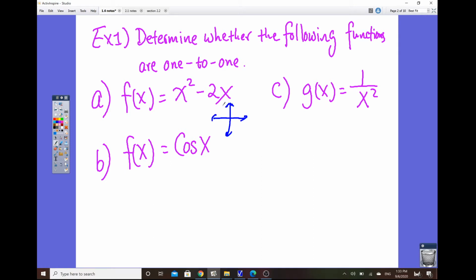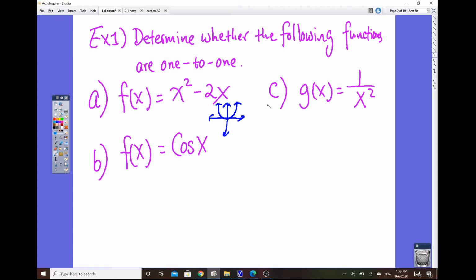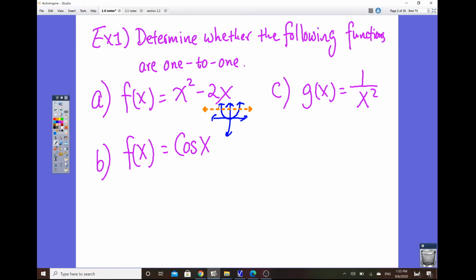If the parent function passes the horizontal line test, that means it's considered one-to-one. But the parabola, we just did that earlier. This one fails the horizontal line test, so that's why it's not considered one-to-one. Again, if you just draw the line here, you'll see that we have two points of intersection. So the first one is not considered one-to-one.